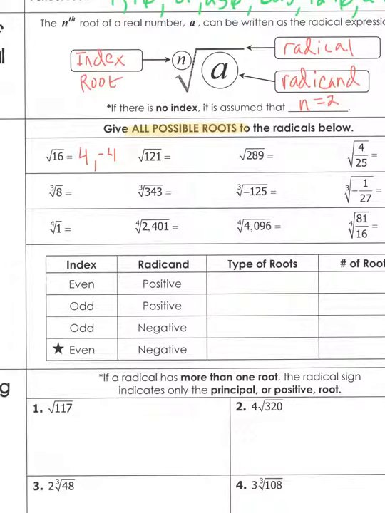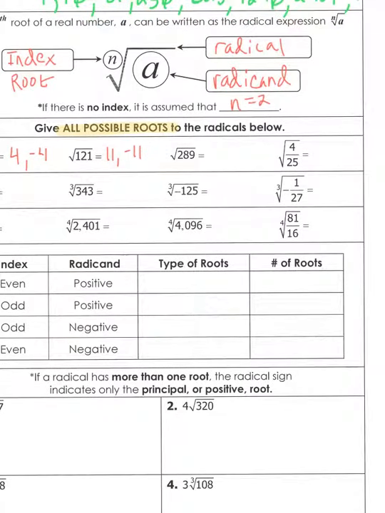So then what number times itself twice gives you 121? That would be 11 and -11. 289, that would be 17 and negative 17. When you take the square root of a fraction, you take the square root of the numerator and the square root of the denominator. So the square root of 4/25 is 2/5 and negative 2/5.